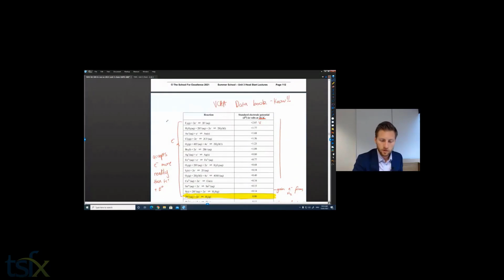And up the top, we've got increasing, what do you think? What would be the other term we put here? Increasing something strength. It's not reducing, it's going to be the opposite. Oxidizing is the word I was looking for. So increasing oxidizing strength, meaning it undergoes reduction better.